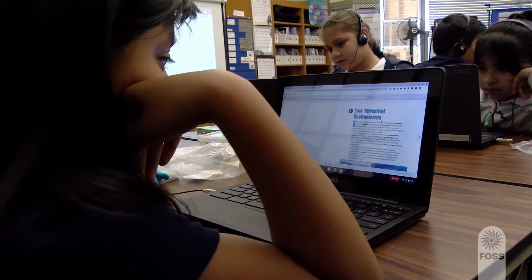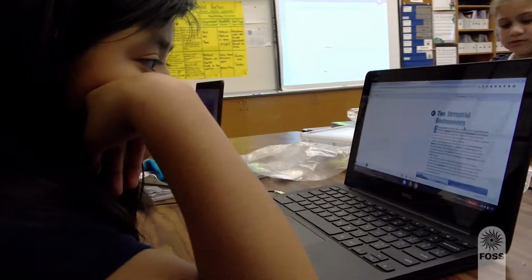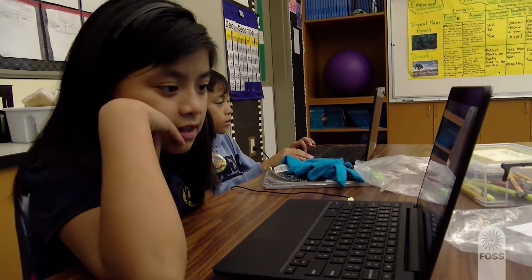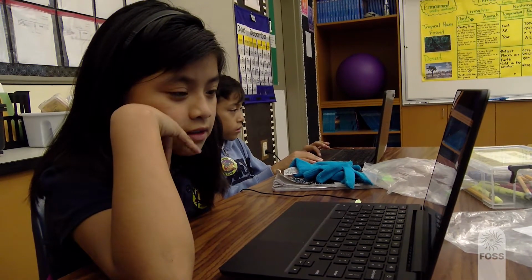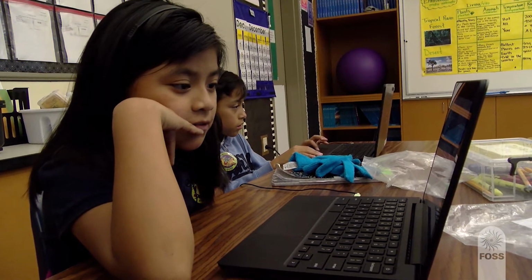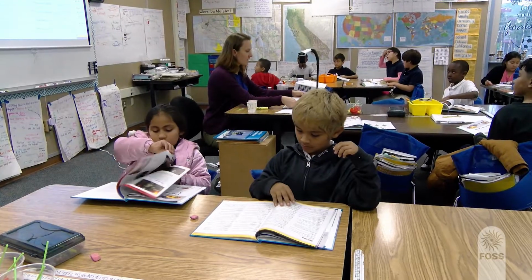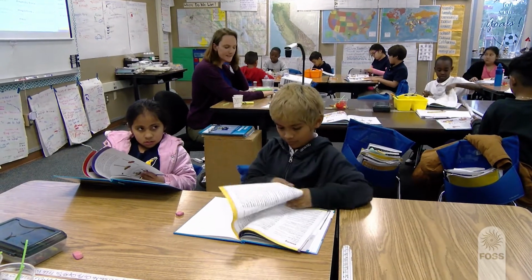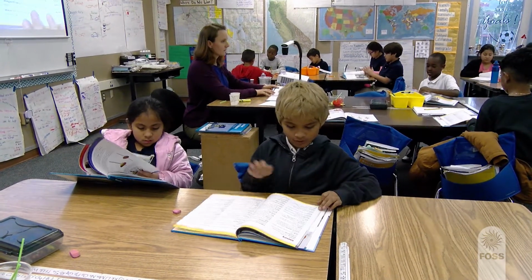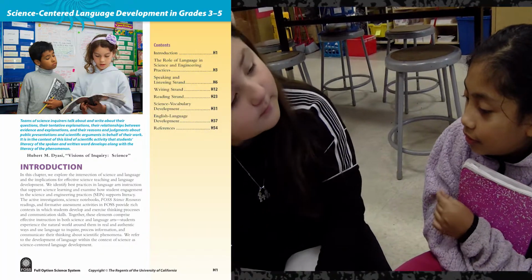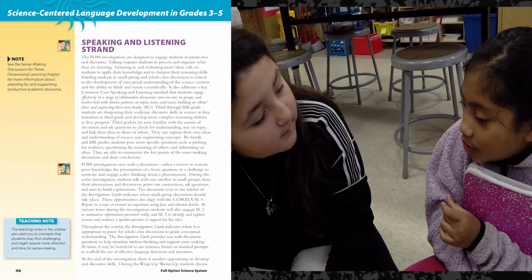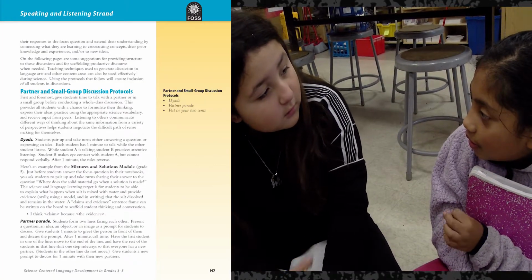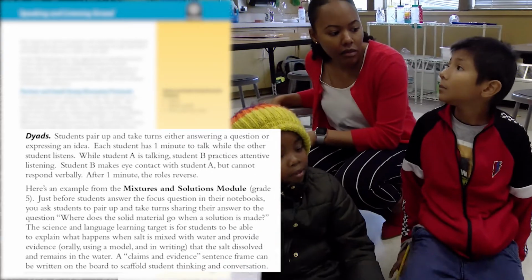The active investigations in FOSS provide a rich context for students to develop and exercise thinking processes and communication skills. These elements comprise effective instruction in both science and language arts. Students experience the natural world around them and use language to inquire, process information, and communicate their thinking about scientific phenomena. Speaking and listening strategies from the Science-Centered Language Development chapter, such as A-B partners, can engage students in the science practice of constructing explanations.